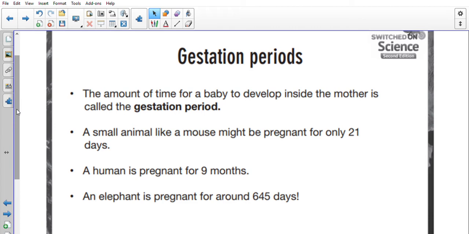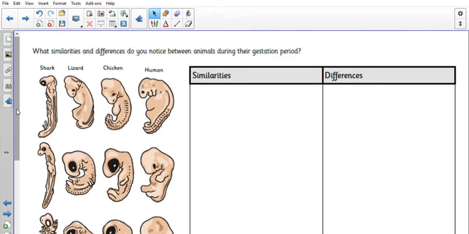So a small animal like a mouse might only be pregnant for 21 days, but a human is pregnant for 9 months, whereas an elephant is pregnant for around 645 days. That's crazy that they're pregnant for that long. That's a long time.